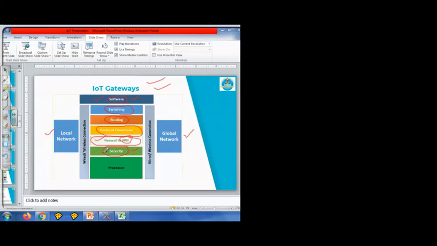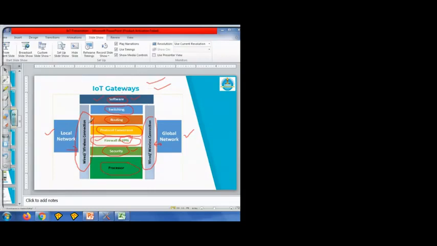So every gateway should have a security aspect. And finally, it should have a processor. It should be able to process your data, depending on the configuration you have made, isn't it? And this can be done wired or wirelessly. Your local network can be connected to the IoT gateway with wired communication, that is LAN cables or RJ45 ports, and also for the global network. So these are some of the important properties of an IoT gateway, what it does. What are the different properties it should have, isn't it?